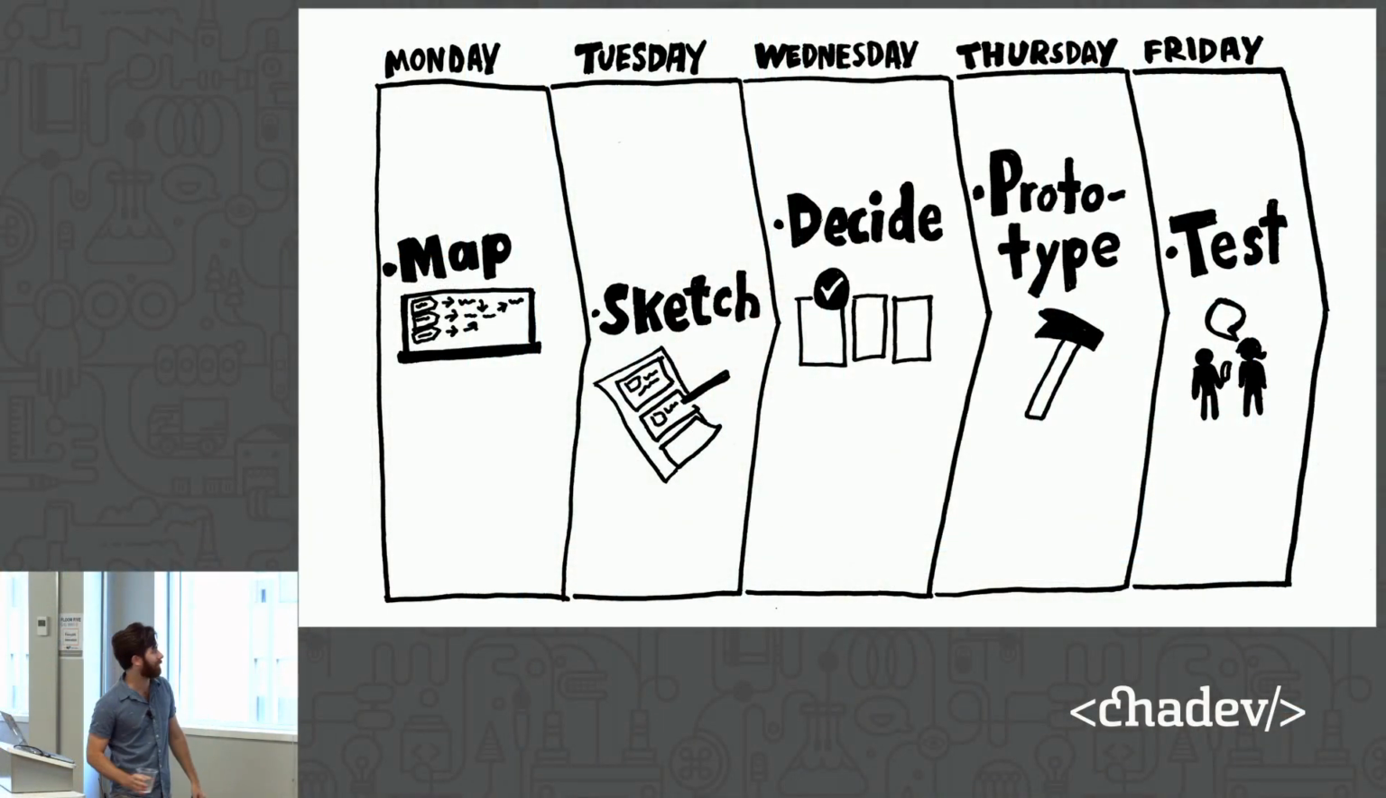This is what the whole process looks like. Like I said, five days. On Monday, you're mapping. Tuesday, you're sketching. Wednesday, you're deciding which sketches to go with, and you're also storyboarding. Then you take that storyboard and build your prototype on Thursday. And then Friday, you're testing with real users. So that's briefly what this looks like.